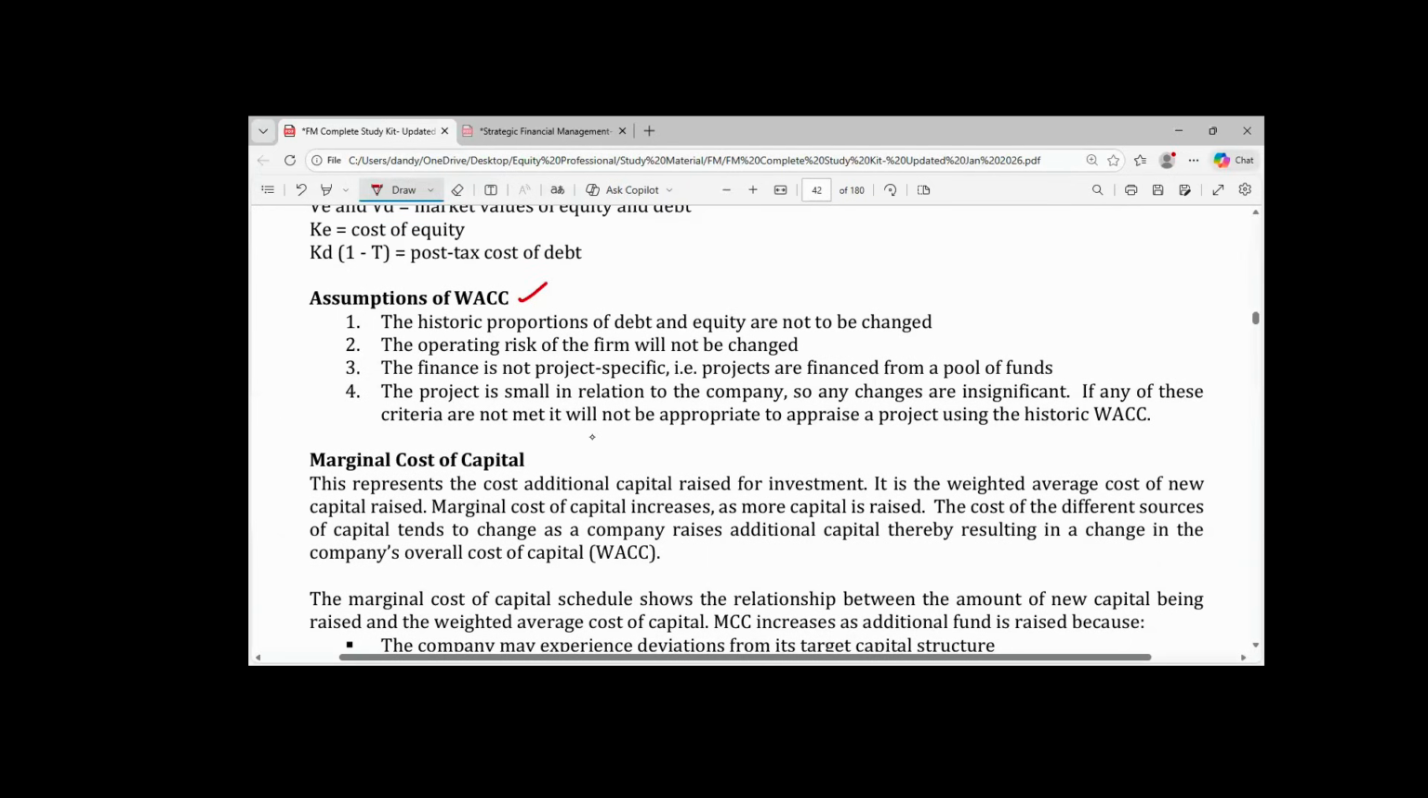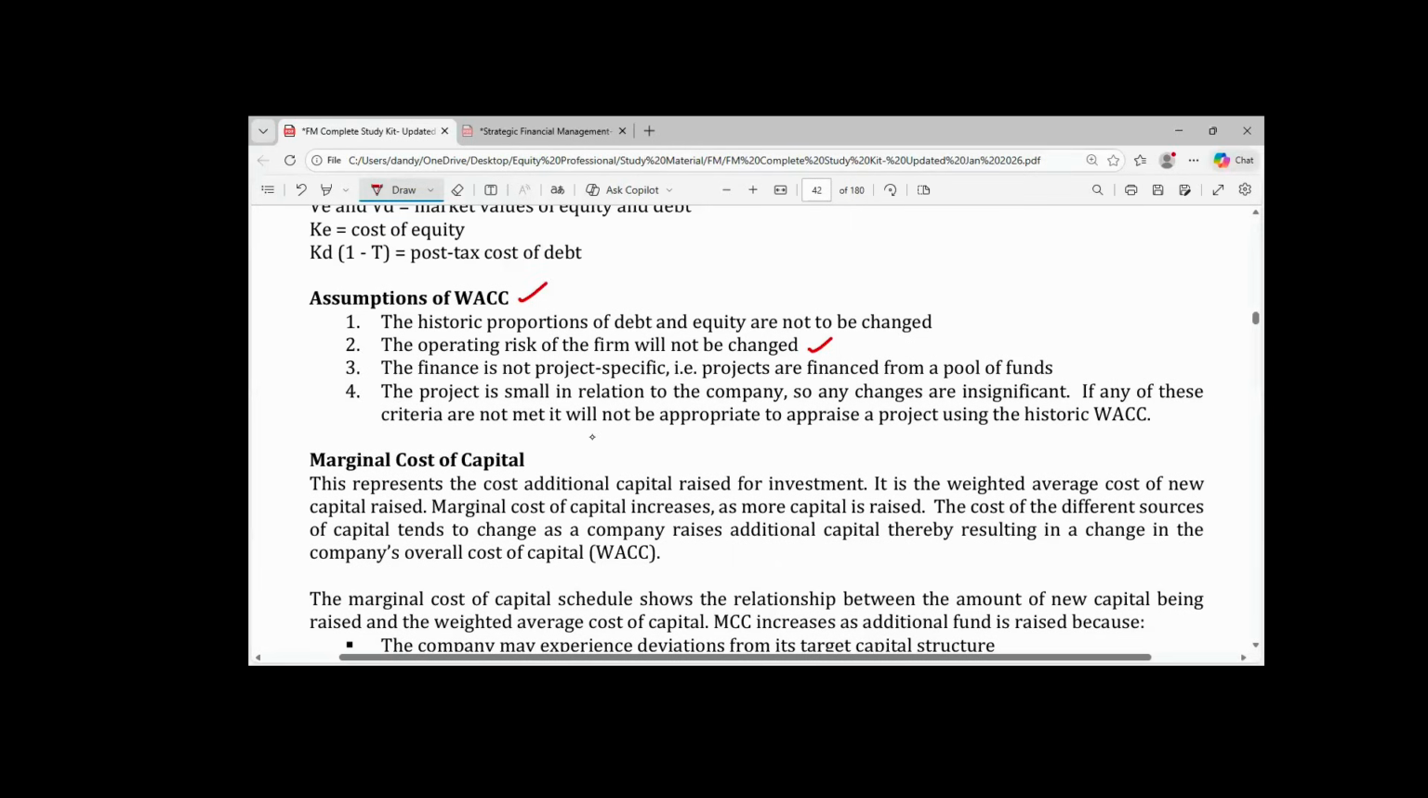Then 2, the operating risk of the firm will also remain constant, will not be affected. The operating risk arising from the variability in the cash flow will remain unchanged. Then 3, the finance is not project specific. That is, projects are financed from a pool of funds in the capital structure.